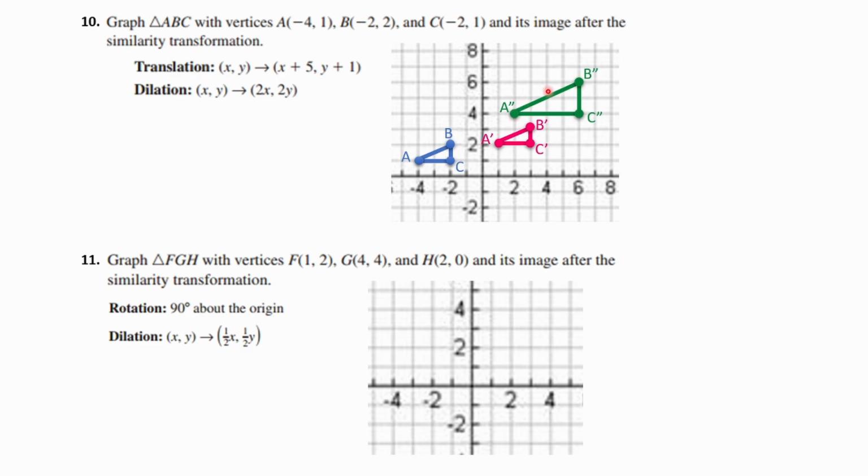If I repeat that process for points B and C, so C prime is at 3, 2. So C double prime should be at 6, 4. So all the way over 6, all the way up 4. And then B prime is at 3, 3. So B double prime should be at 6, 6. All the way over 6, all the way up 6.